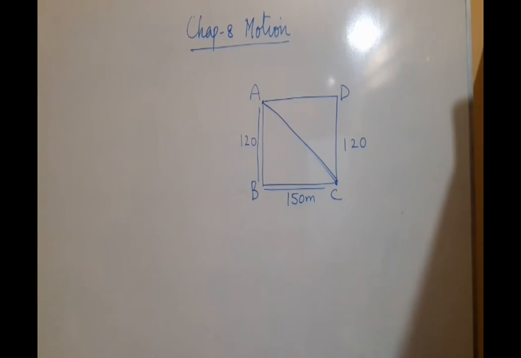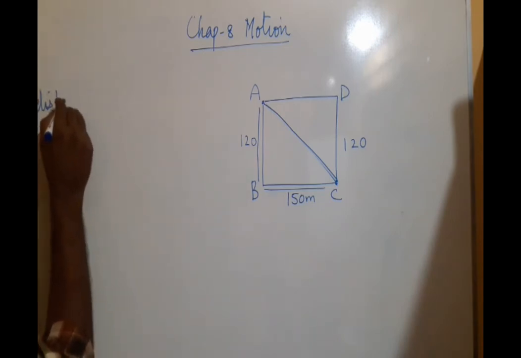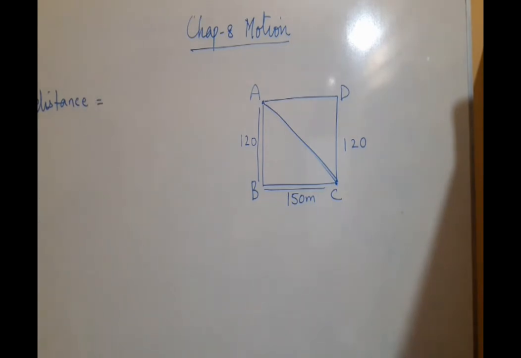First numerical: we have a rectangular park ABCD whose breadth is 120 meter and length is 150 meter. A jogger has started to run around this park. He starts from A, moves to B, and from B he moves to C. Now you have to find the total distance traveled and his displacement when he has started from A and reached C. Now we know the formula of distance. Distance is the length of the actual path traveled by the body.